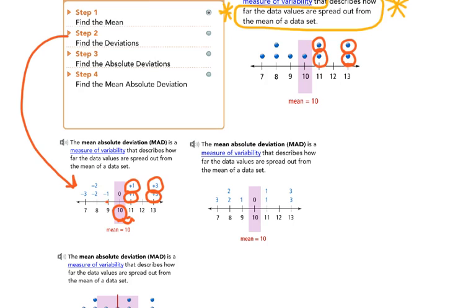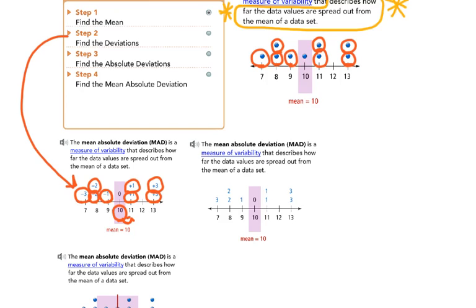If you take a look at the negative 1, that was 1 below the mean with that 9 there. These both are 2 below the mean, and those correspond to the 8s. And this one is 3 below the mean, which corresponds to the 7 up there. So this, what I have circled, are all the deviations.